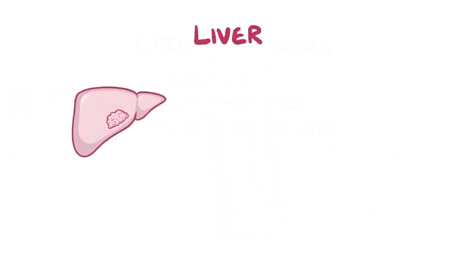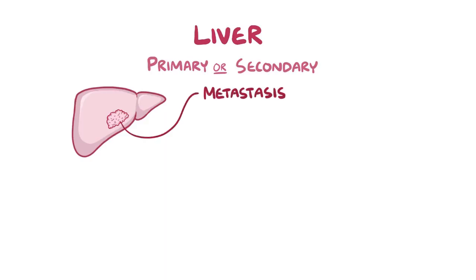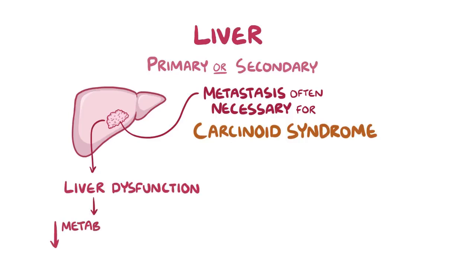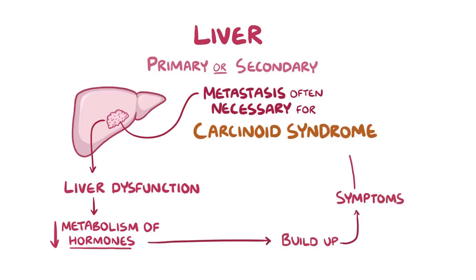So the liver can really be a primary or a secondary site of the disease. And it turns out that metastasis, especially to the liver, is actually often necessary for carcinoid syndrome to occur. And that's because these metastases can lead to liver dysfunction, and this decreases the liver's ability to metabolize the hormones which get released from the neuroendocrine cells. And so they build up, and that can cause symptoms.